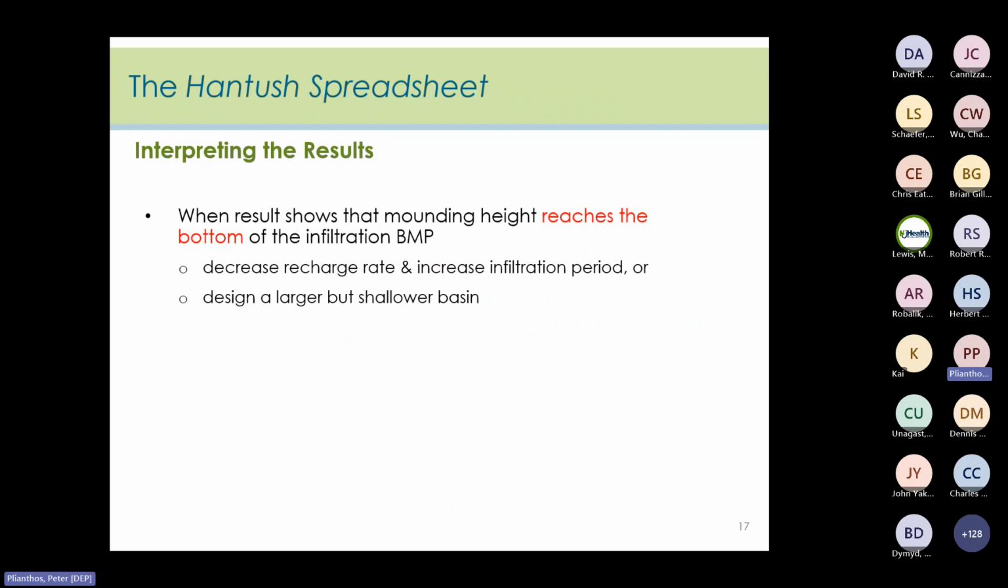Furthermore, if the mounding height just touches the bottom of the BMP, the recharge rate will also be slower than the design value for the vertical saturated soil hydraulic conductivity. When this happens, you can stretch the duration of infiltration period while decreasing the recharge rate, or you can spread the volume of runoff to be infiltrated over a larger area. When opting to increase the footprint, you'll be able to use a shallower depth.